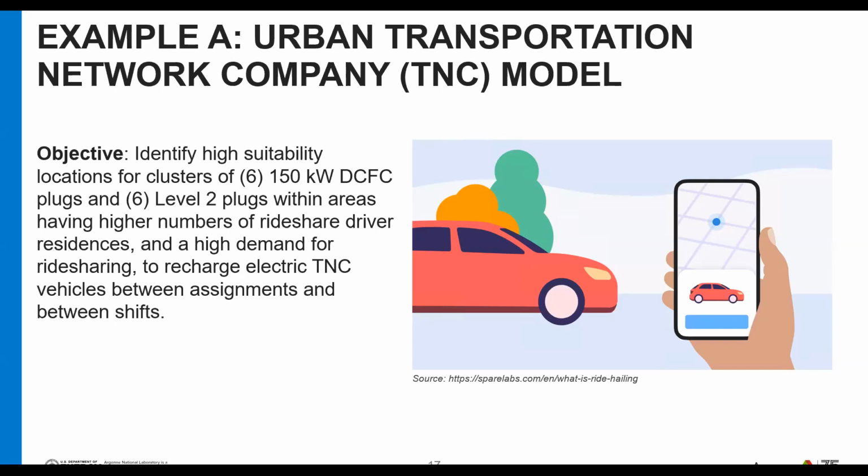The first example, A, is focusing on transportation network companies, or TNCs, including companies like Uber and Lyft. Our goal here is to identify high suitability locations to build EV charging facilities that can support the usage of electric TNC vehicles, so that people who drive TNC vehicles would have chargers near where they live or work, so that they can charge their vehicles between assignments and shifts. Next slide, please.